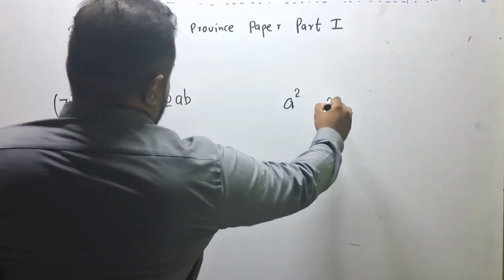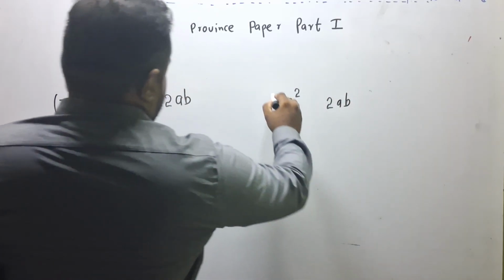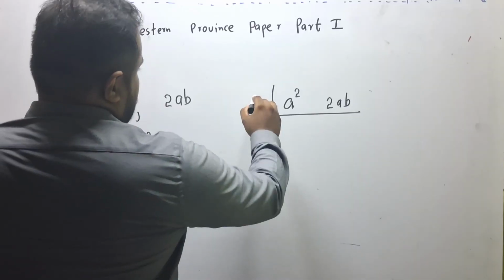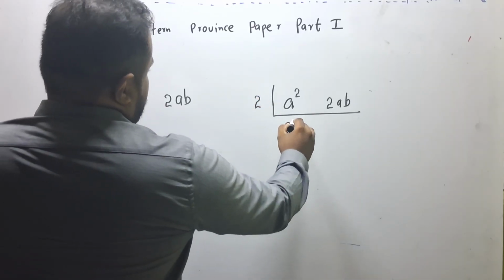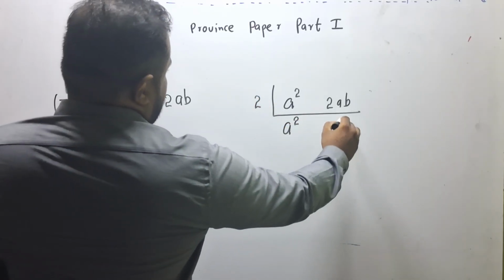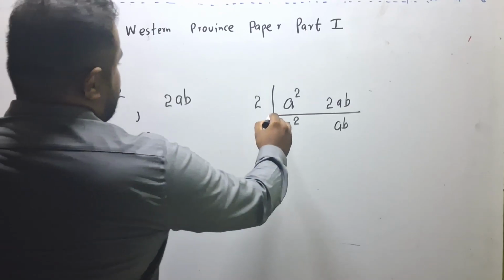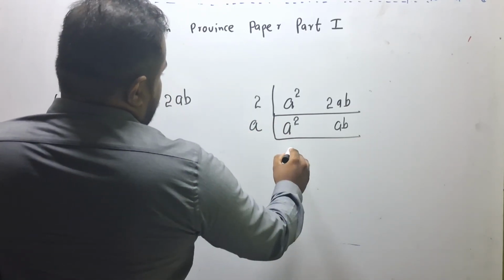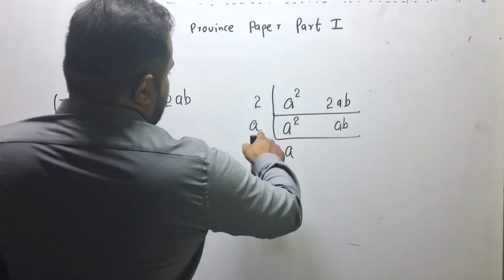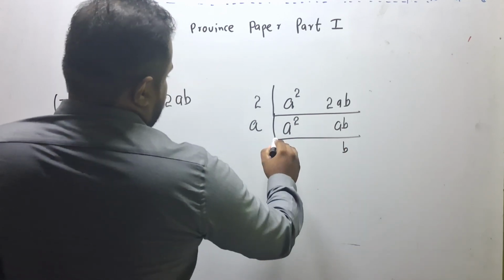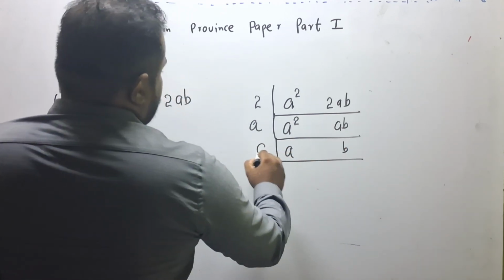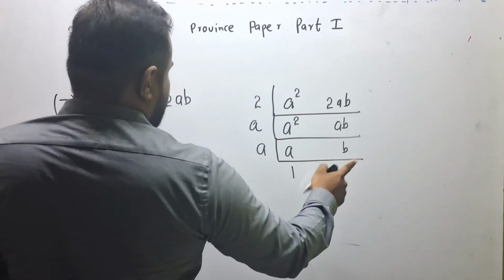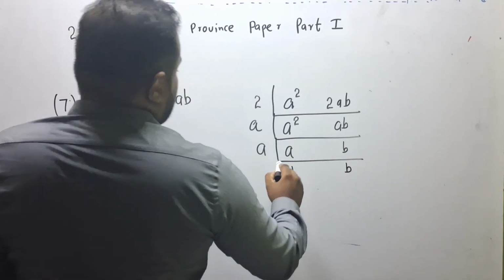a squared, 2ab. First divide by numbers. Divide by 2. Same a squared appears, ab appears. Then divide by a. a squared divided by a, ab divided by a, b. Again divide by a, a divided by a, 1. b divided by a cannot be done, so write b.